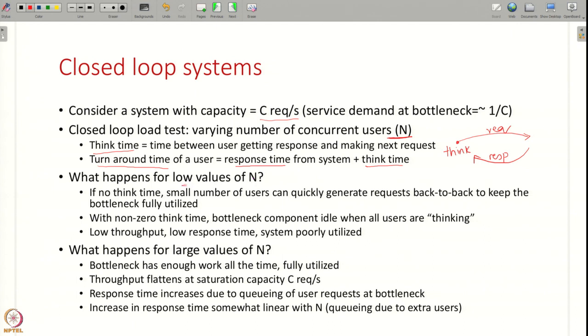Okay, suppose you have a very low number of concurrent users. You have this big system and only one or two users concurrently connected to it. Then what happens? If there is no think time, if each user is quickly sending requests, a response comes and they quickly send another request, you are just continuously loading the system. Then even for a low number of users you can still generate enough load to saturate your system.